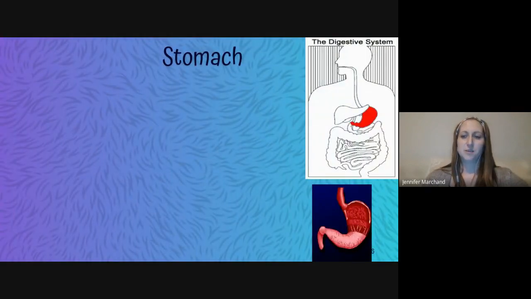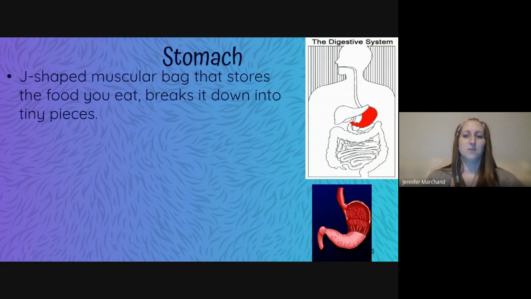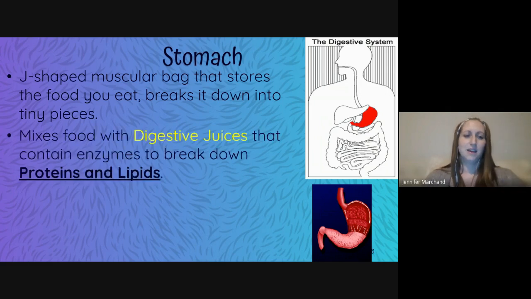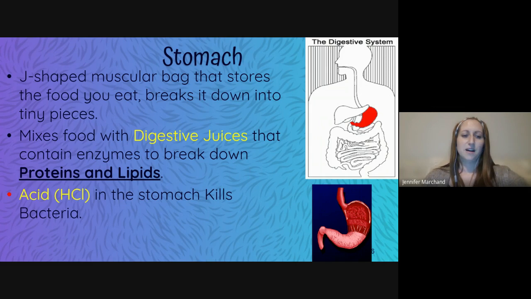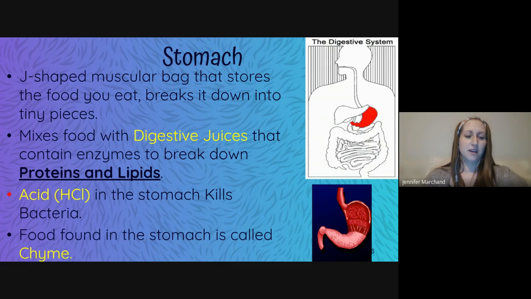The next part is the stomach. So that's probably the main organ that we all think of when we think of the digestive system. It's this nice red J-shaped muscle here that stores food that you eat and breaks it down into tiny, tiny pieces. Down in the stomach, that's where your food is mixed with the digestive juices that have those enzymes that we talked about that help to break down those proteins and those lipids. One acid, HCl, in the stomach kills the bad bacteria. Remember, we do also have good bacteria in our stomach. And the food that is found in the stomach is called chyme.